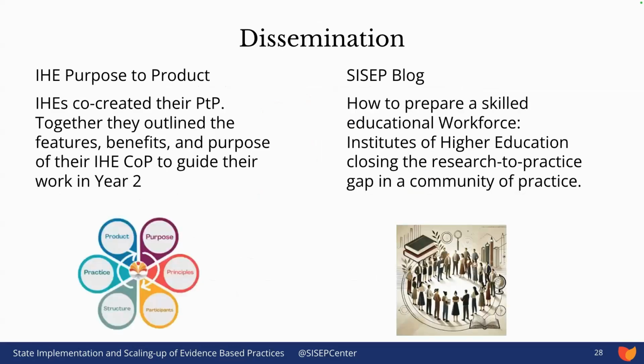As we continue, we focused at this point on thinking about what dissemination looked like. So we started by focusing in on our IHE purpose to product, right? The design of this was basically to focus on outlining the features, benefits, and purpose of the IHE COP to guide the work in year two. So we wanted to make sure we built that out and documented it so people could see our purpose to product, how this work has been created and how this work has moved.